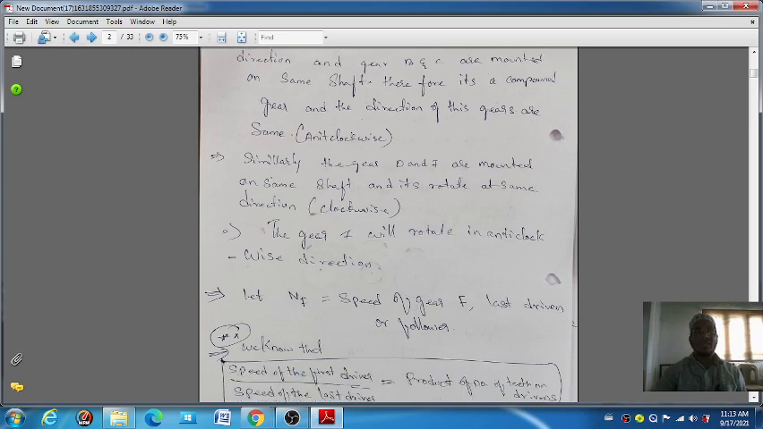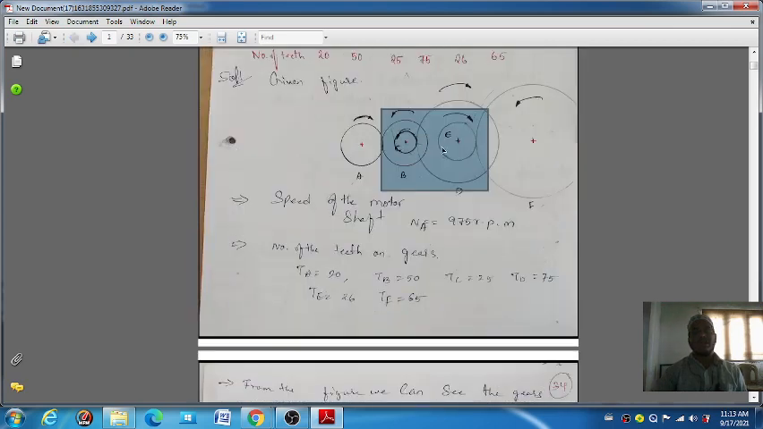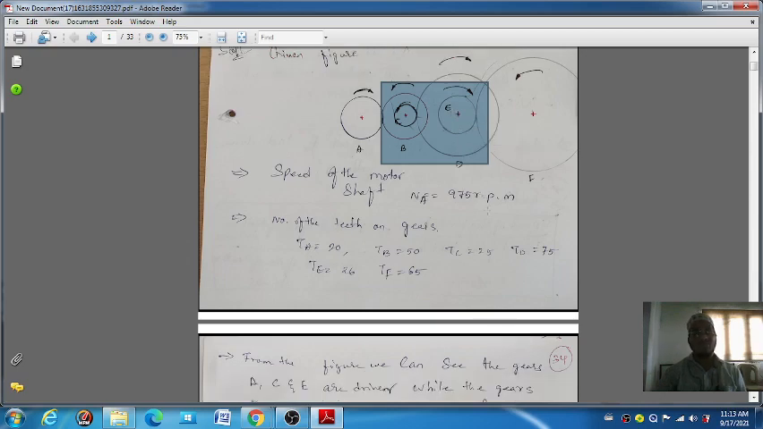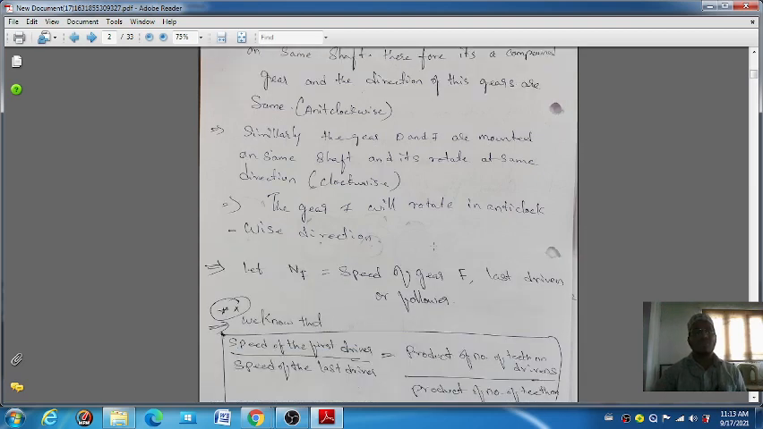Next, the gear F will rotate in anti-clockwise direction. Why? Because if the gear D is rotated in an anti-clockwise direction, the gear E also rotates the same, so that's why F also has the same rotation. Next, we suppose NF is the speed of the gear F, the last driven or follower, because the question is asking us to find the speed of the gear F.